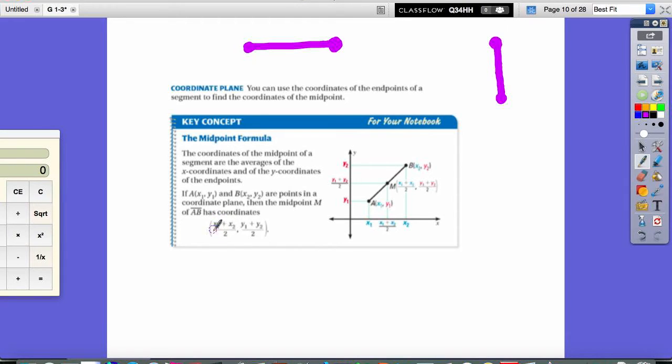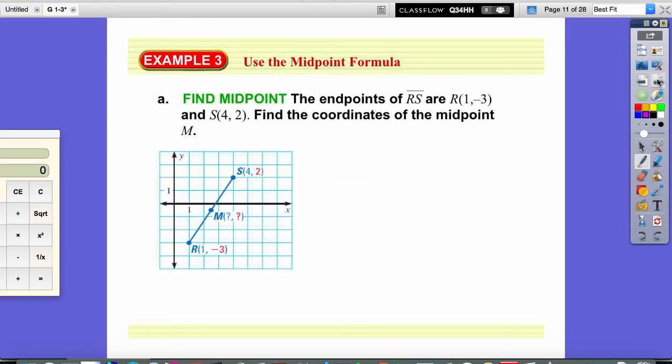So basically, if I have two coordinates, I'm going to first take the x values of the two coordinates, add them together, and divide by 2. That's the average. And you'll remember in the warm-up we talked about finding an average. And then I'm going to do the same thing with the y coordinates. I'm going to take the values of the y coordinates of the two endpoints of the line segment, add them together, and divide by 2. Let's look at how this actually works.